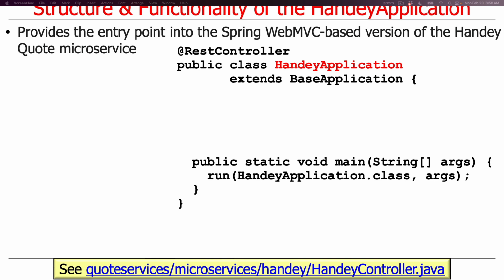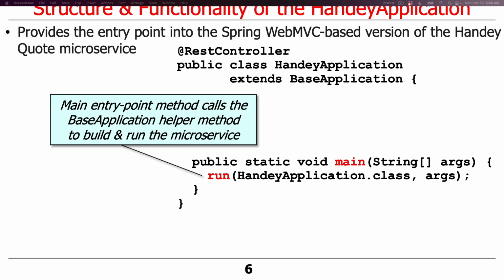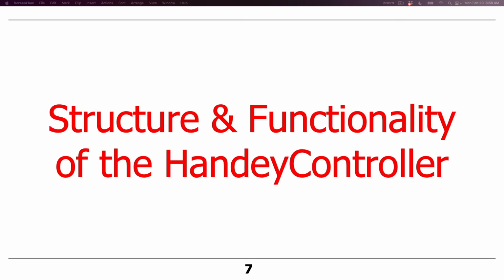So what we have here is something called the Handey application, which extends the base application that we took a look at in the previous lesson. And you can see here that that's the base class that's reused by both of the different microservices, and it defines a run method that'll be used by both. And you can see what happens here in the main method of Handey application. It simply calls the run method it inherited from base application and passes in the name of the class and any arguments. So that will take care of creating a name that can be used to register with the Eureka microservice for location discovery.